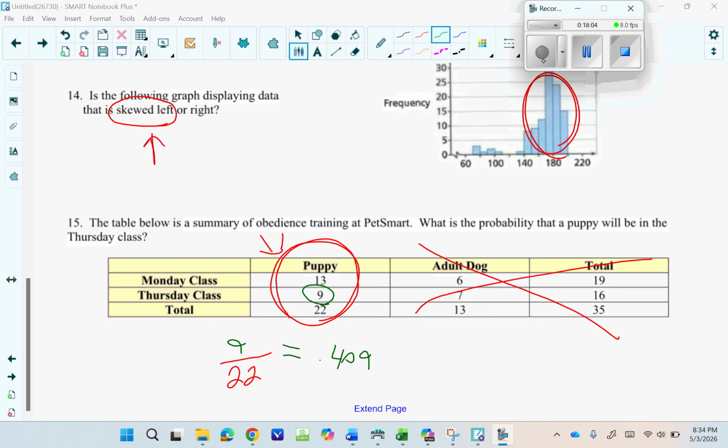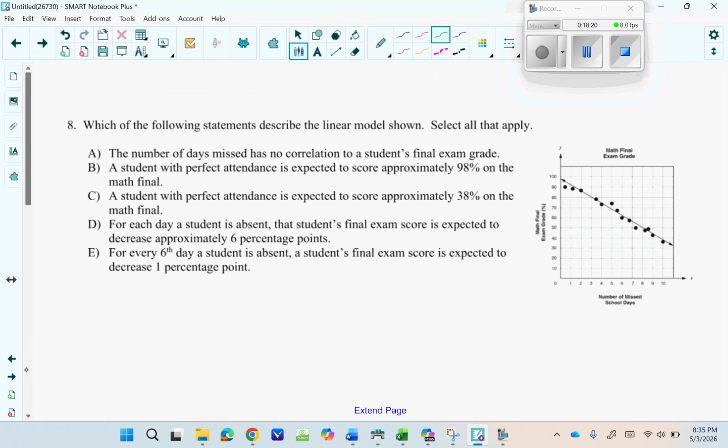And so notice on your calculator, it's like the right-hand parentheses. So if you did the second and then the right-hand parentheses, that would give you about 40.9%. Okay, let's go on to the next one.